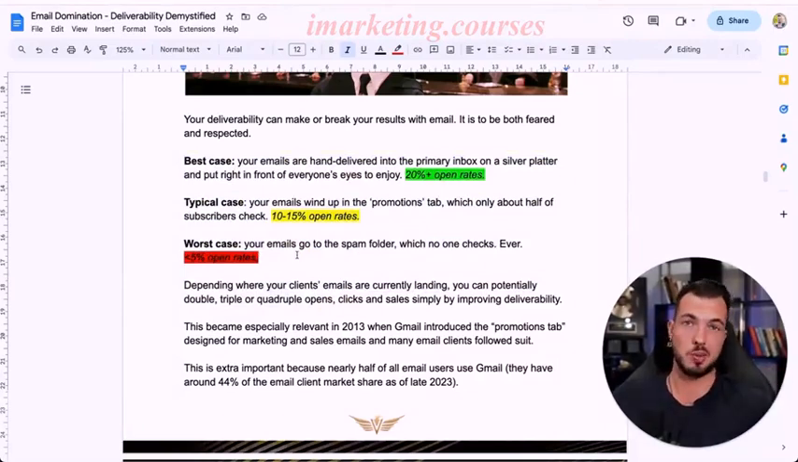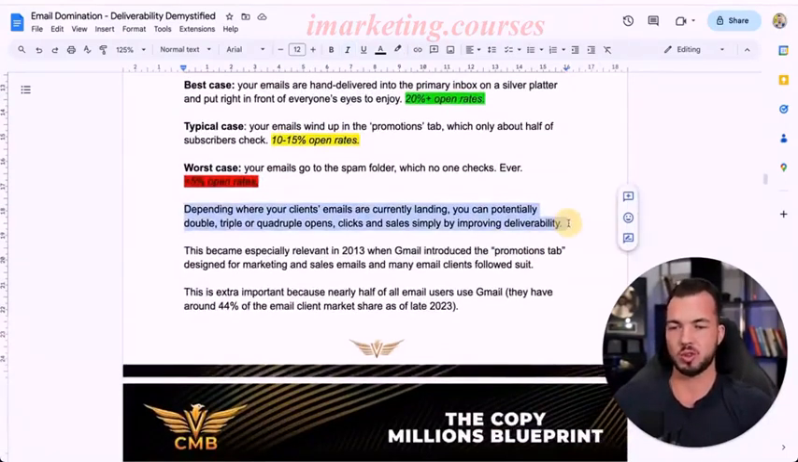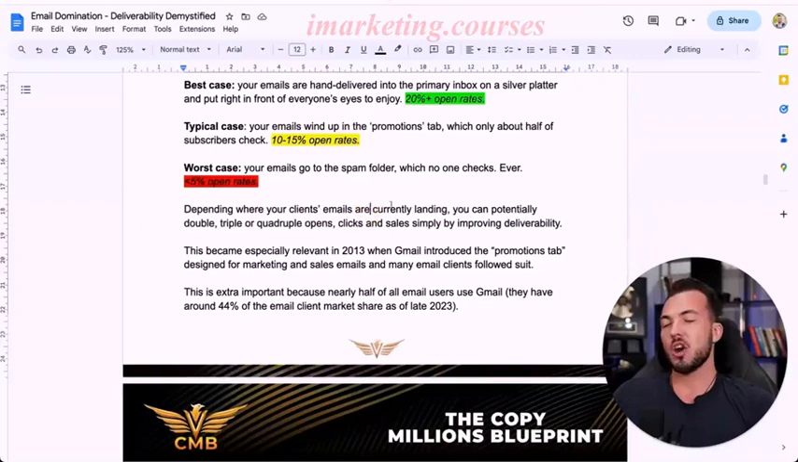It also could just disappear entirely into thin air and bounce, which is rare. That means some of your records are off, which we'll talk about in a second. So depending where your client's emails are currently landing, you can see how you could potentially double, triple, or even quadruple opens, clicks, and sales simply by improving deliverability.